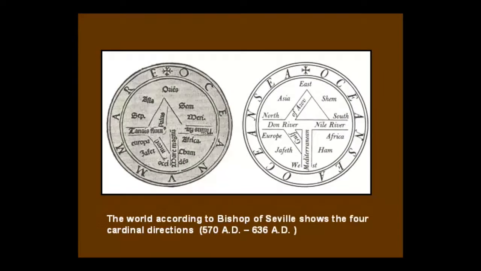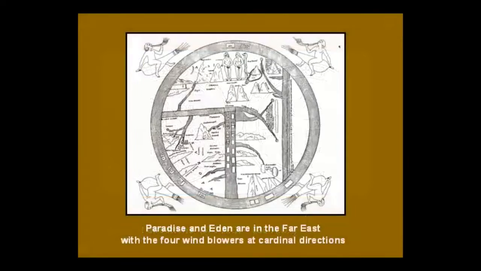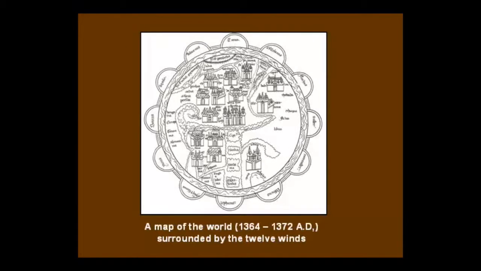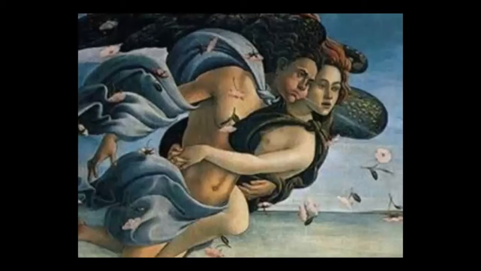paradise. This very minimal world map by Isidore, Bishop of Seville, shows only cardinal directions. In this 900 AD world map, Paradise and Eden are placed at the top, with the 4 wind blowers at cardinal direction. This world map, made in the time of Charles V, is surrounded by 12 winds.